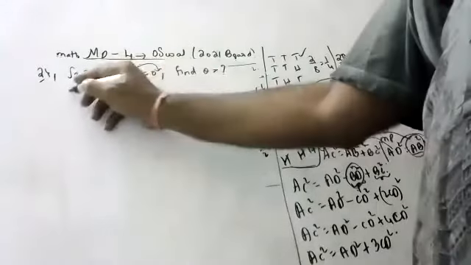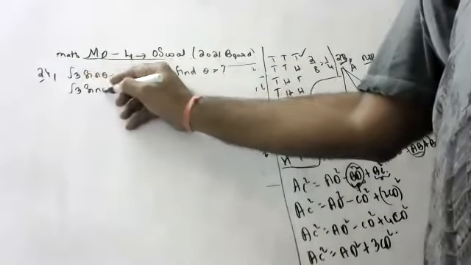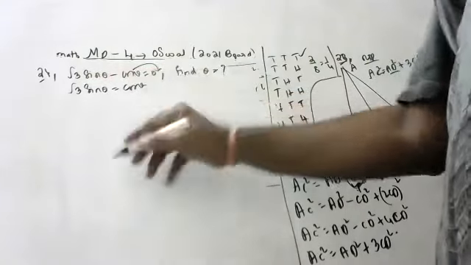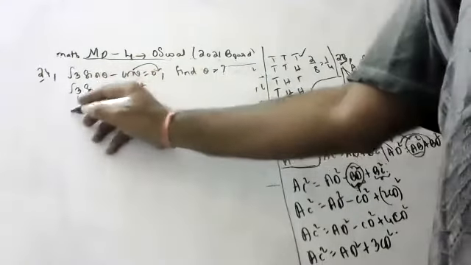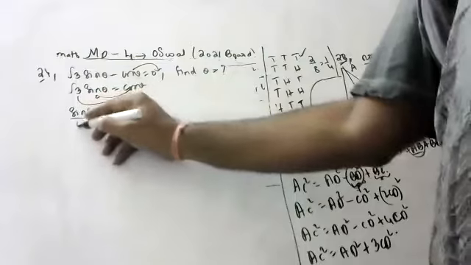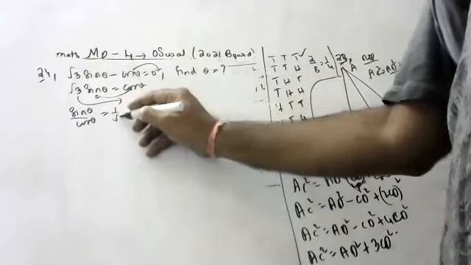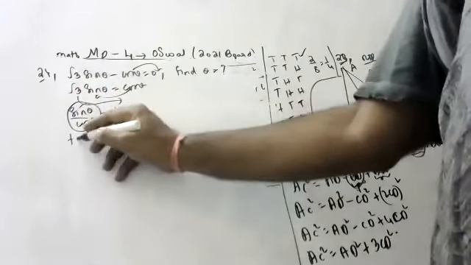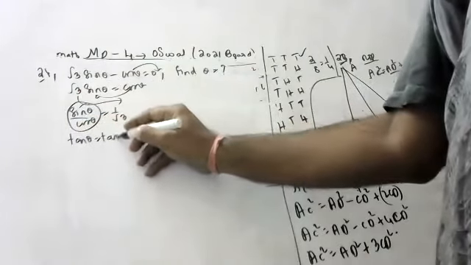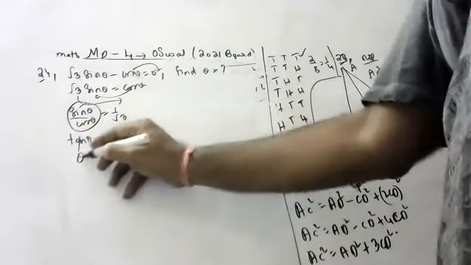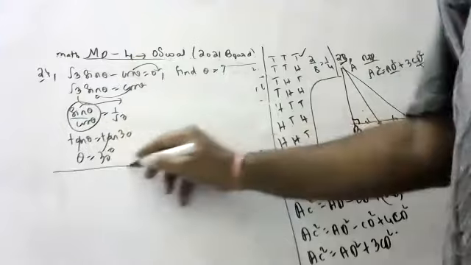So children, cos theta I bring here. Root 3 sin theta is equal to cos theta. Bring cos theta here, root 3 here, children. Sin theta by cos theta is equal to 1 by root 3. Sin by cos is tan theta. Tan theta is equal to 1 by root 3. So theta is equal to 30.